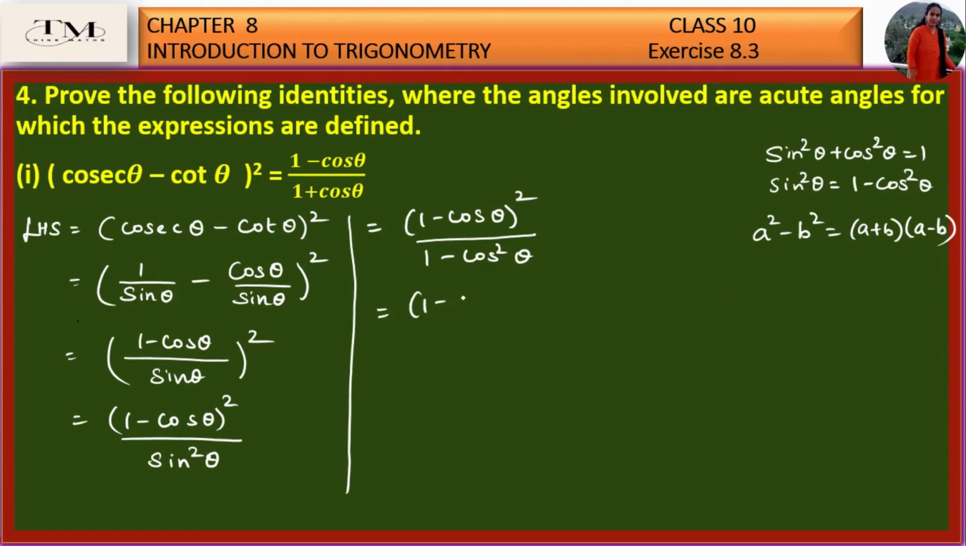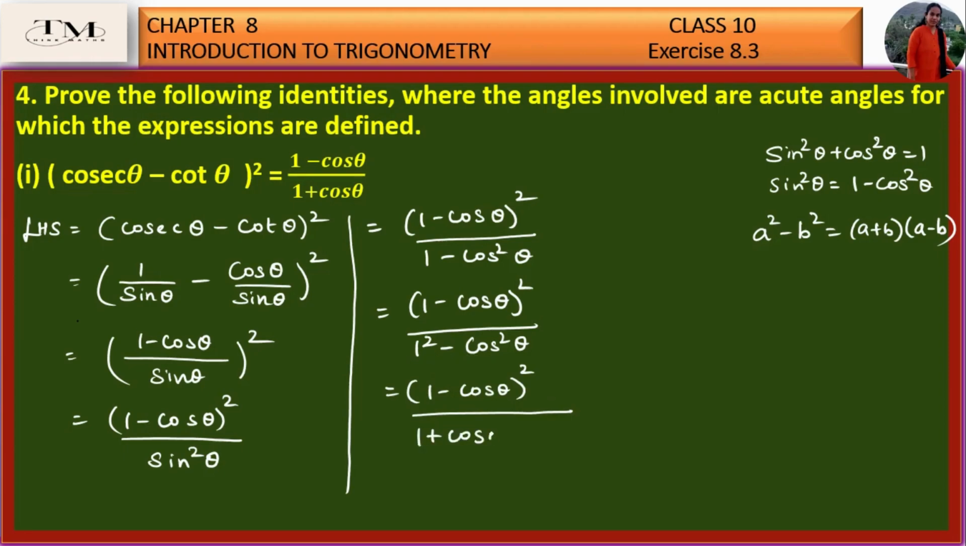So 1 minus cos square theta is nothing but 1 square minus cos square theta. 1 square is 1. So it is in the a square minus b square form, and we can write this as a plus b into a minus b. So a plus b is 1 plus cos theta, into 1 minus cos theta. So here it is 1 minus cos theta whole square over 1 minus cos theta, so the power will reduce.